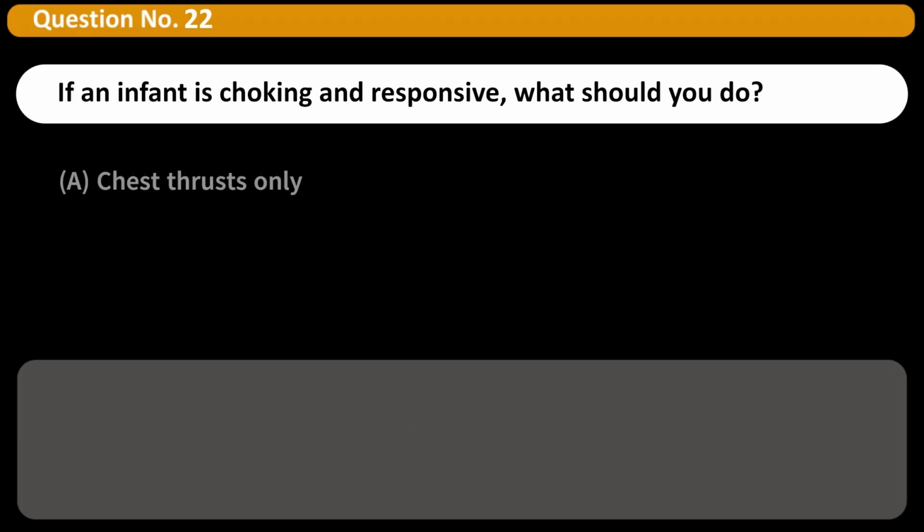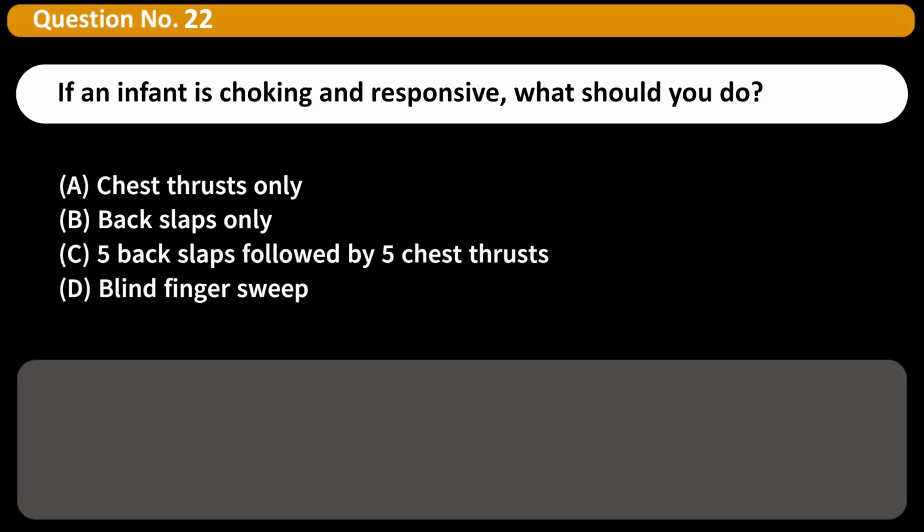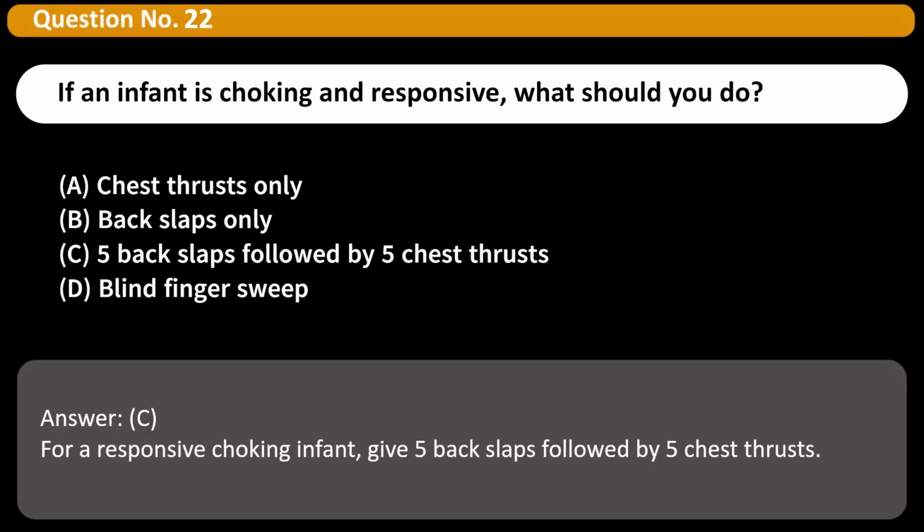If an infant is choking and responsive, what should you do? A. Chest thrusts only. B. Back slaps only. C. 5 back slaps followed by 5 chest thrusts. D. Blind finger sweep. Answer C. For a responsive choking infant, give 5 back slaps followed by 5 chest thrusts.